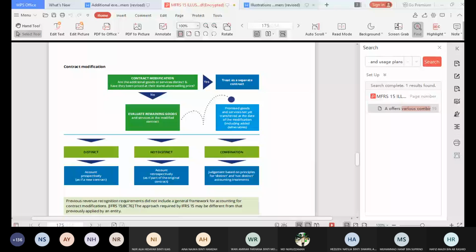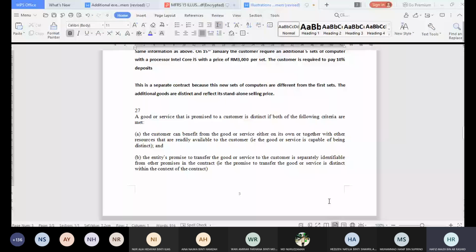So what does distinct mean? Let me show you this. This comes from paragraph 27 of MFRS 15. A good is distinct if you need to meet two criteria. First, if the good can be used on its own.